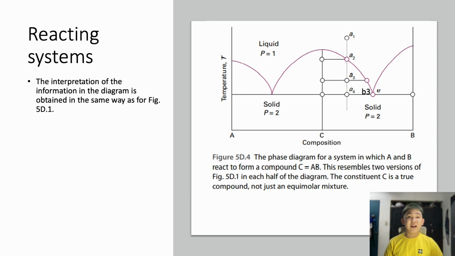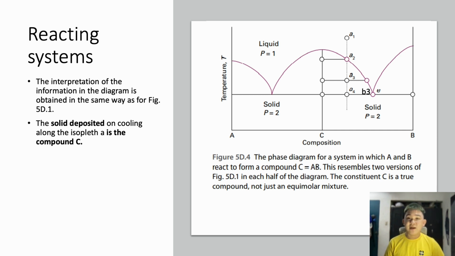The interpretation of the information in the diagram is obtained in the same way as for figure 5D.1. However, the solid deposited in the cooling along the isopleth A is the compound C. So to trace that, let's look at the isopleth. First, A sub 1 to A sub 2, where the system enters the two-phase region where liquid plus C, where pure C begins to solidify and the remaining liquid is richer in B, because B is in excess and lesser than A, since A is the limiting reactant.